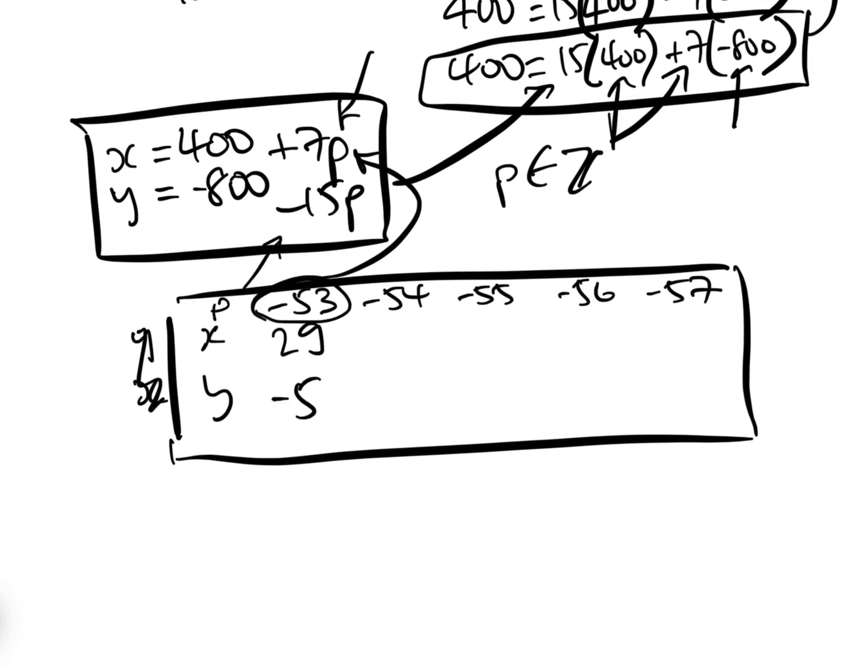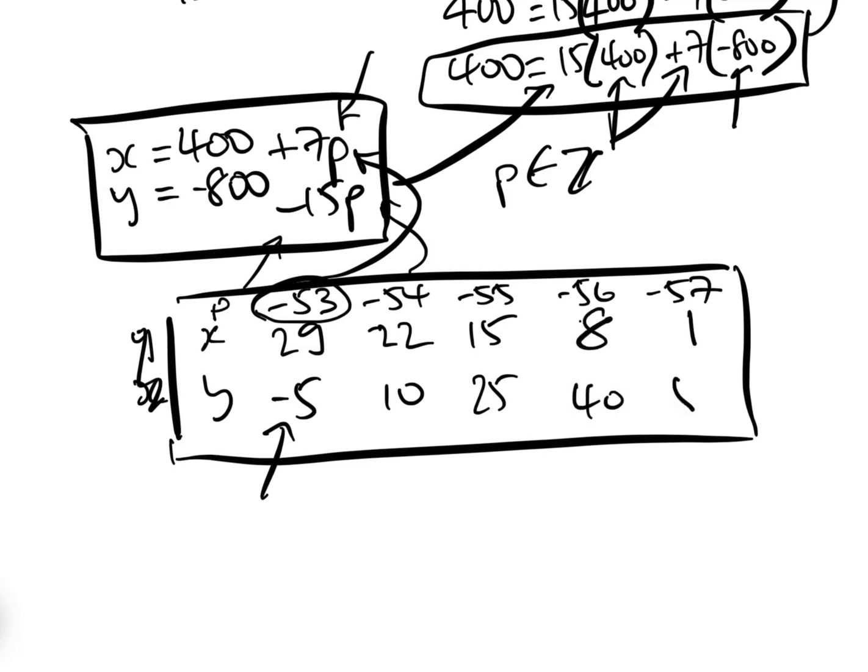Well, clearly then, minus 53 does not work as a value, because that would mean we would have a negative number of bananas or apples. Okay, so let's have a look at minus 54. If we plonk minus 54 into here, we would have x is 22 and y is 10. If we put minus 55 into these two equations, we would have x is 15, y is 25, and here we go, you can see there's a pattern emerging here, 8, 1, 40 and 55. Okay, now let's have a look.